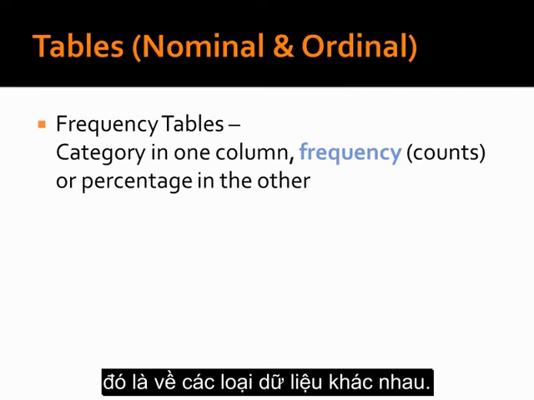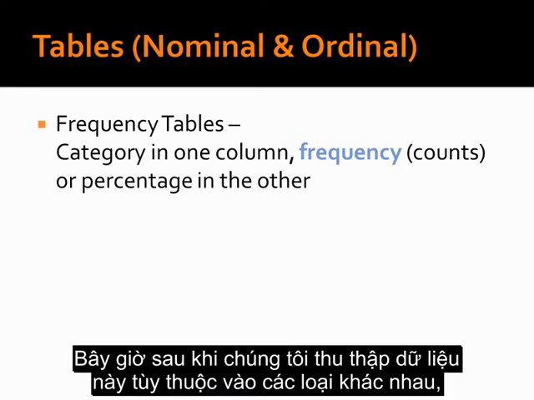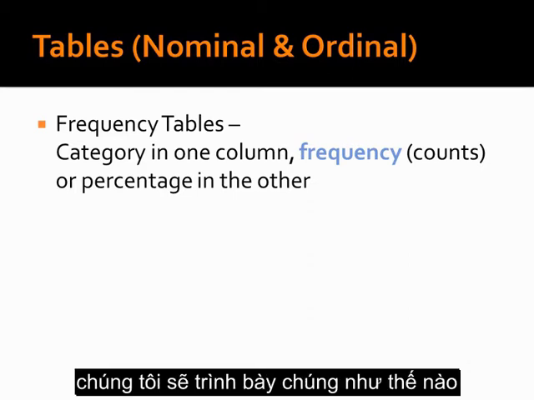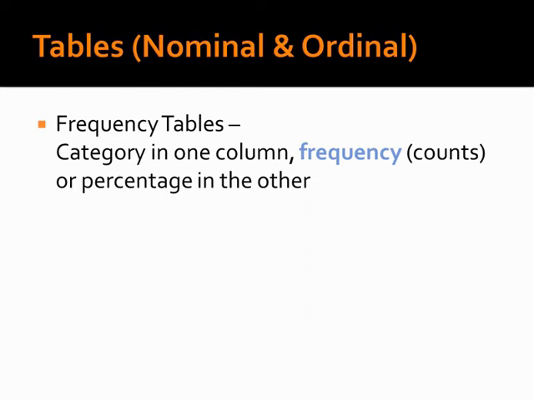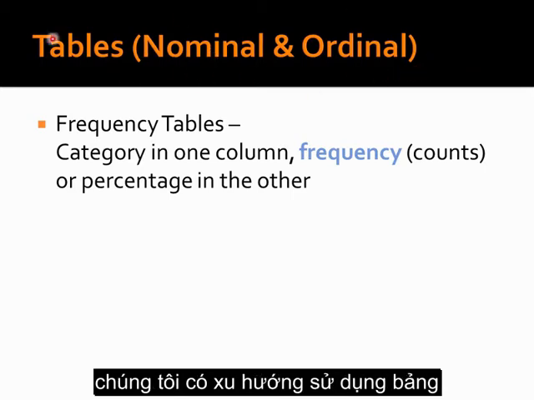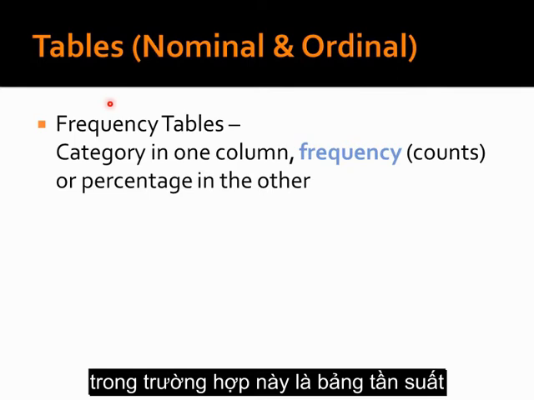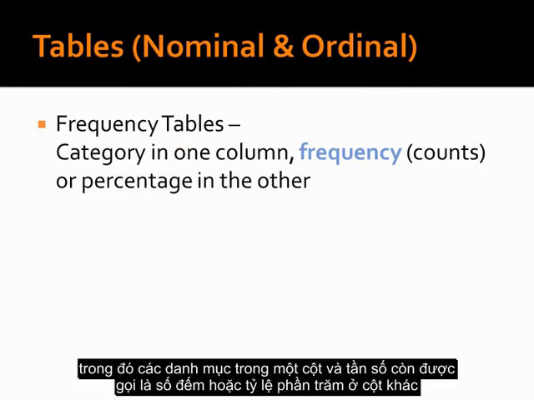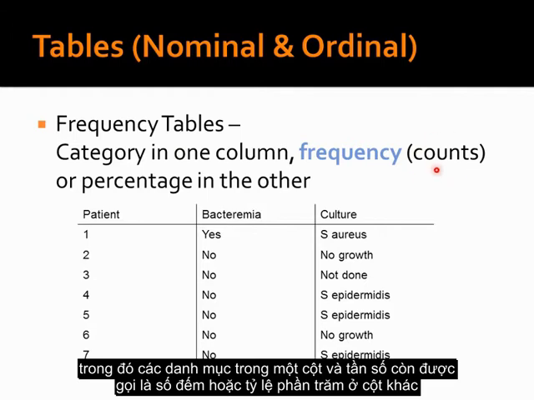Now that's it for the different kinds of data. After we collect these data, depending on the different kinds, how then do we present them? For nominal and ordinal type data, we tend to use tables. In this case, frequency tables, where the category is in one column and the frequency, also known as the count or the percentage, is in the other.